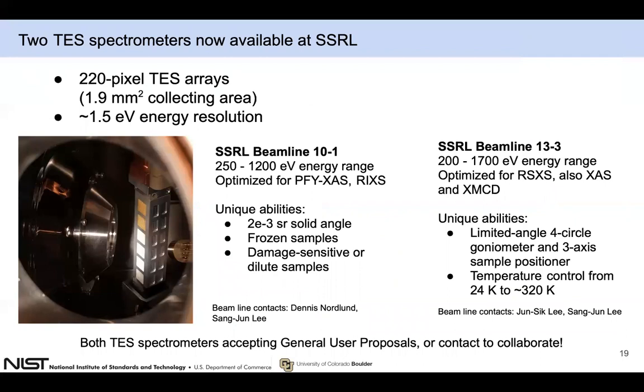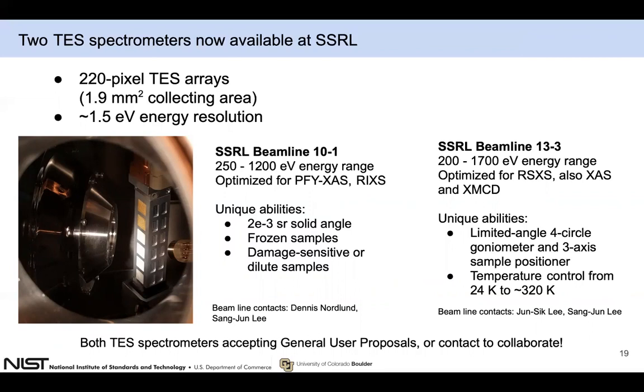If you're interested in making measurements with the TES spectrometer, there are a few options that are available now. There are 2 spectrometers at SSRL beamlines 10.1 and 13.3. Both of those instruments have 220 pixel TES arrays that provide about 2 square millimeters of total collecting area, and they have about 1.5 eV energy resolution in the soft X-ray. Beamline 10.1 is optimized for partial fluorescence XAS and RIXS measurements. They have some pretty unique sample preparation capabilities, including the ability to measure frozen samples.